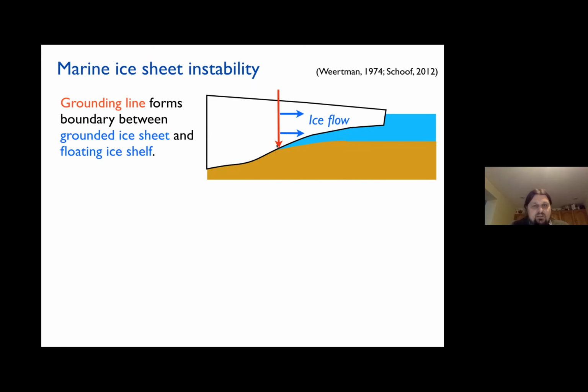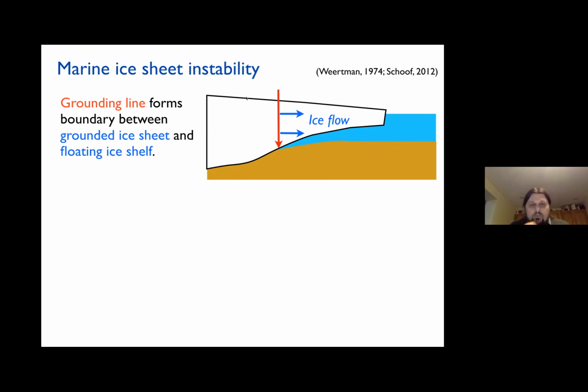And what happens is, if the ice starts to retreat slightly, you end up in a setting where, to reach the point of flotation, because you're in deeper water, you have to be at the point where you're just floating, you have to have a larger thickness of ice. And where you have a larger thickness of ice, some more detailed modeling shows that gives you a larger flux of ice out into the ocean.